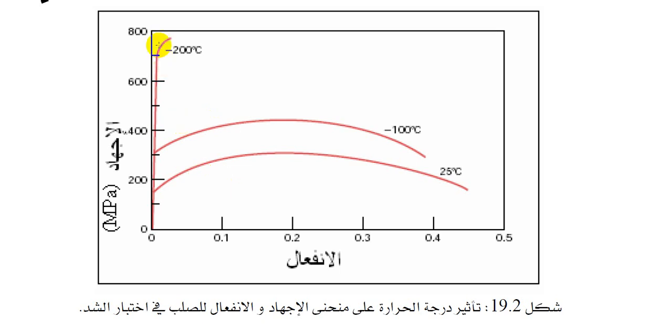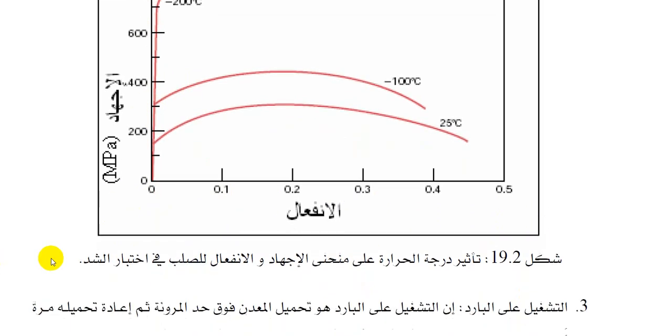As you can see, the differentiated behavior runs from 200 to 25 degrees centigrade. The strain is plotted on the horizontal axis, while the stress is plotted vertically on the y-axis: 200, 400, 600, and 0.2, 0.3, 0.5. Figure 19.2 shows the effect of temperature on the stress strain curve of steel in a tensile test.